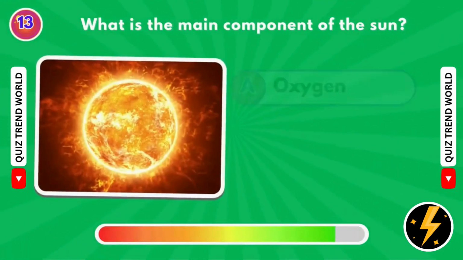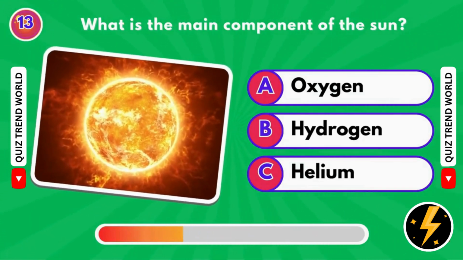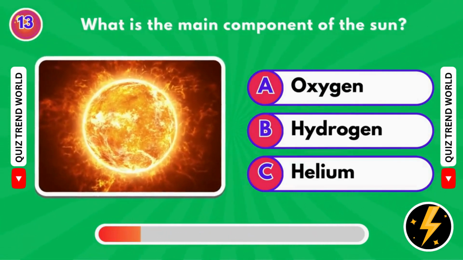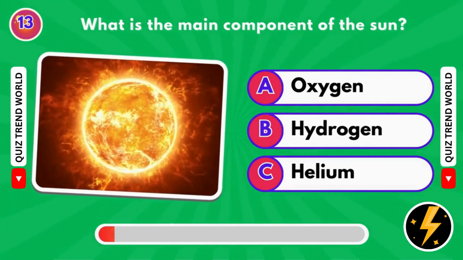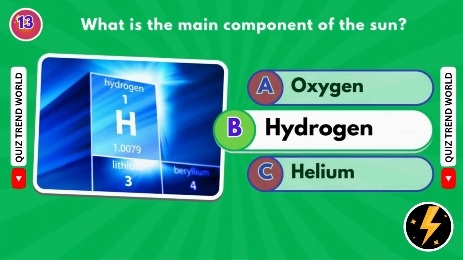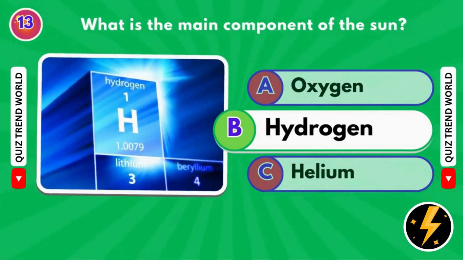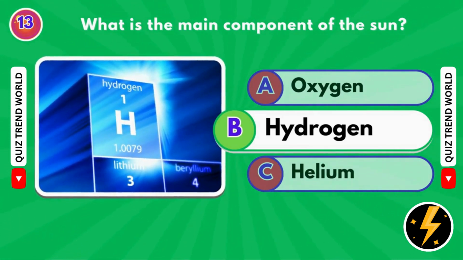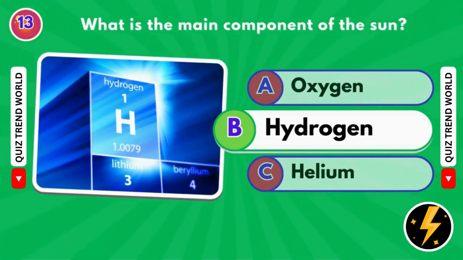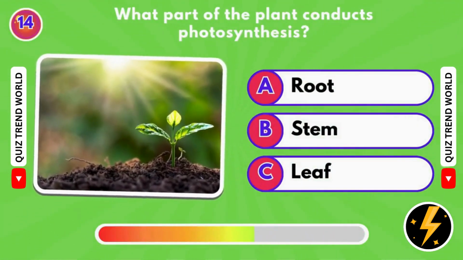What is the main component of the Sun? Oxygen, hydrogen, or helium? Hydrogen. The Sun contains about 92% hydrogen and 8% helium, with just a tiny bit of the other common elements we find on Earth.